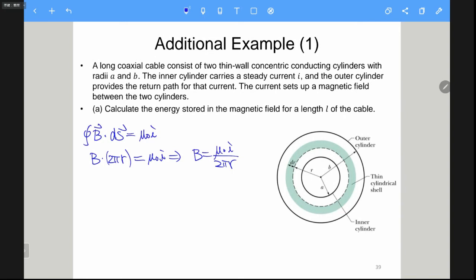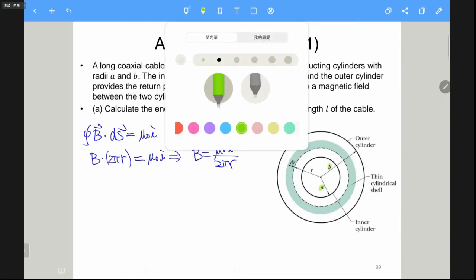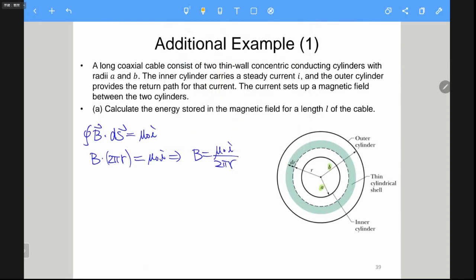Yeah, actually, so this is the inner radius. This is the outer radius. So we care about the energy store between, yeah, here. Yeah. So is that the current set up a magnetic field between the two cylinders.